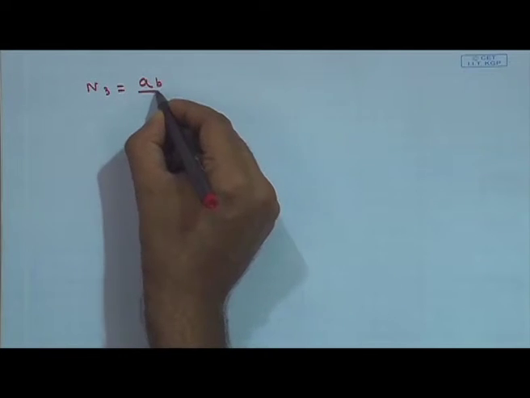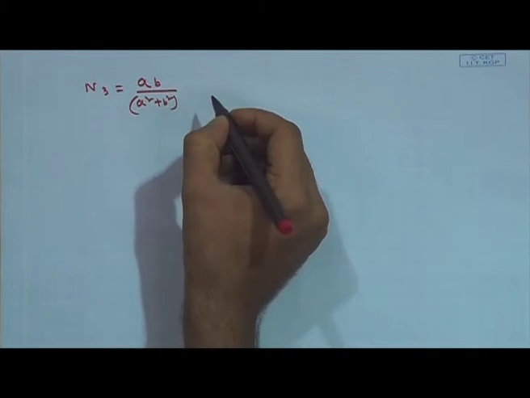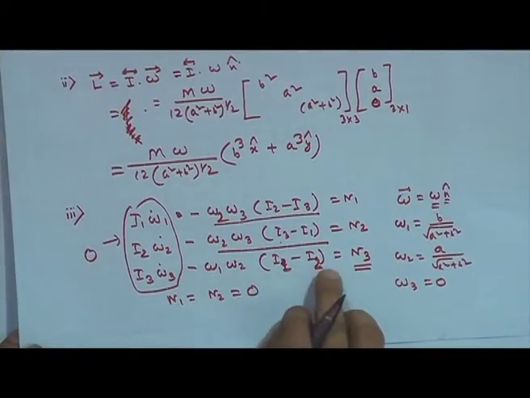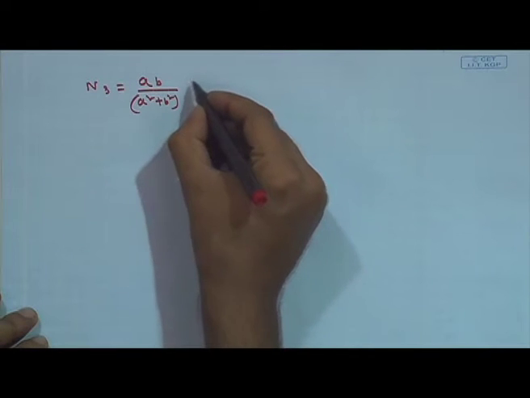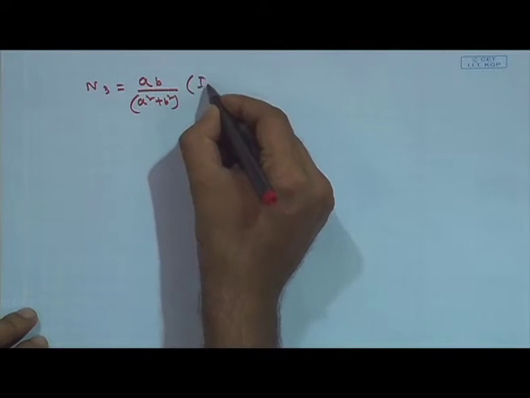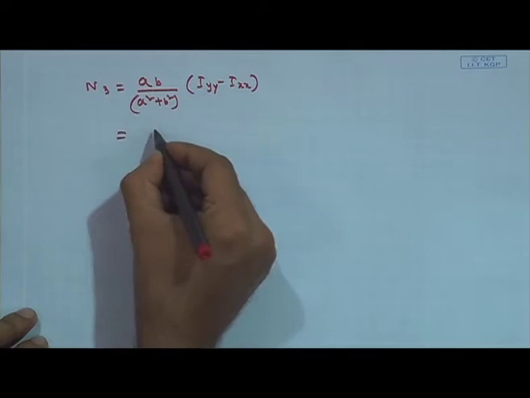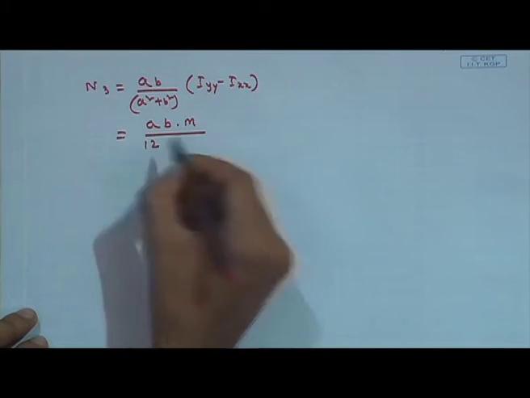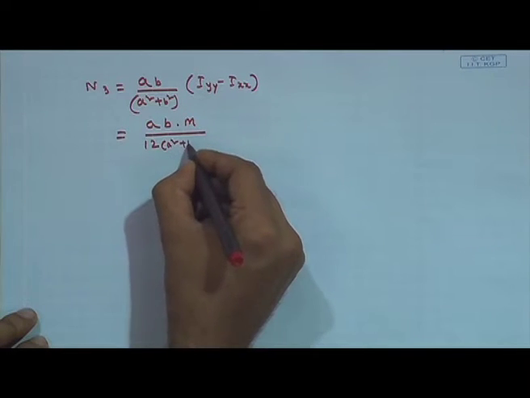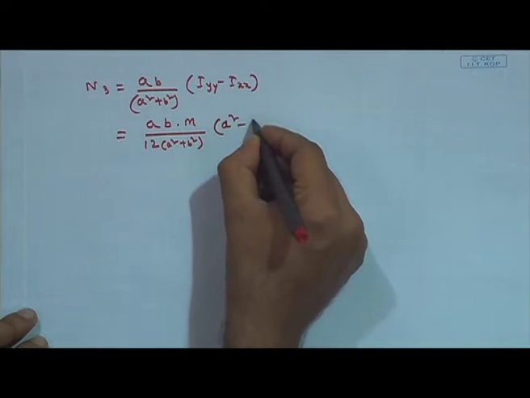which is ab divided by a squared plus b squared, and there is a minus sign here, it will be I2 minus I1, and in this case I2 minus I1 is Iyy minus Ixx. So if you put the values, ab m by 12 (a squared plus b squared), it will be a squared minus b squared.